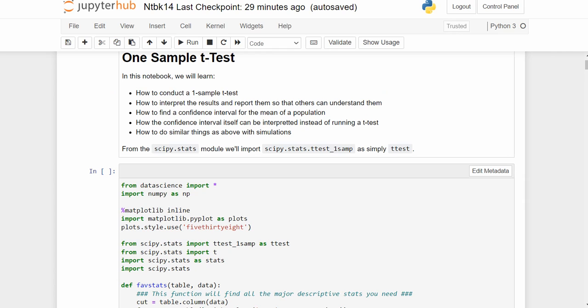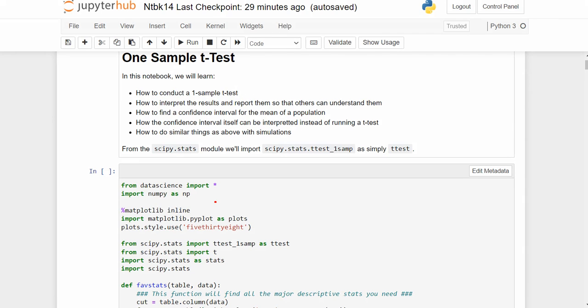So the very simplest hypothesis test is the one sample t-test. That's what we're going to start learning right there. Let me point out a couple of things. Notice that it says we're going to use the scipy.stats module. We're going to import this test from SciPy, and we're going to call it t-test. That's how we're importing it, and you'll see that in just a moment.